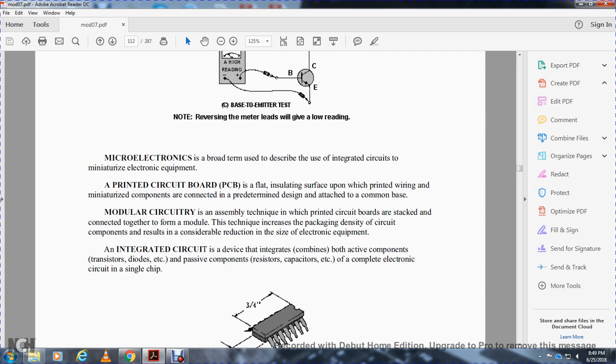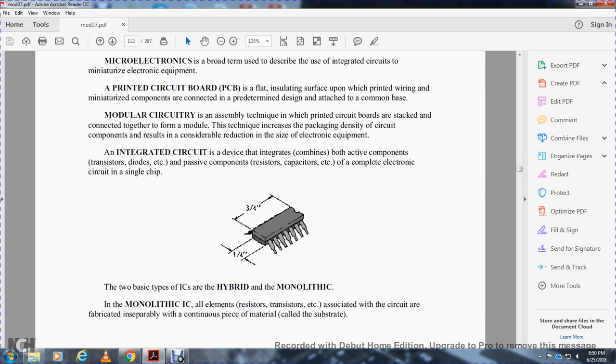Microelectronics board is the term used to describe an integrated circuit on a miniaturized electronic printed circuit board, a flat insulating circuit in which the printed wiring and miniaturized components are connected in a predetermined design attached to a common base. Modular circuitry is an assembly technique in which printed circuit boards are stacked and connected together to form a module. These techniques increase the packaging density of circuit components, resulting in a considerable reduction in the size of electronic equipment. An integrated circuit combines active components such as transistors and diodes, and passive components such as resistors and capacitors, into complete electronic circuits on single chips.